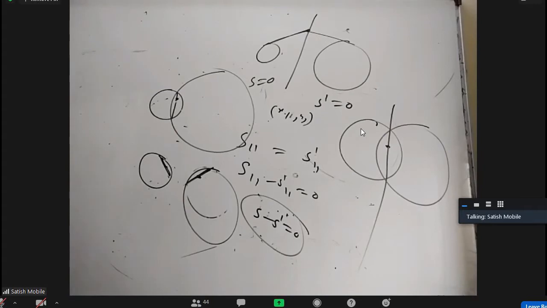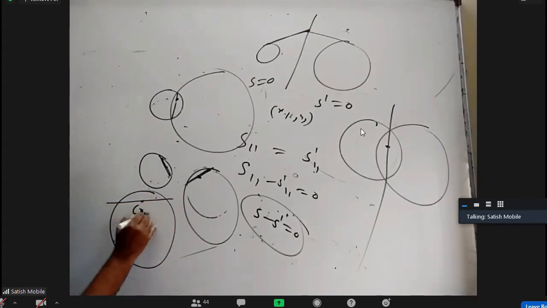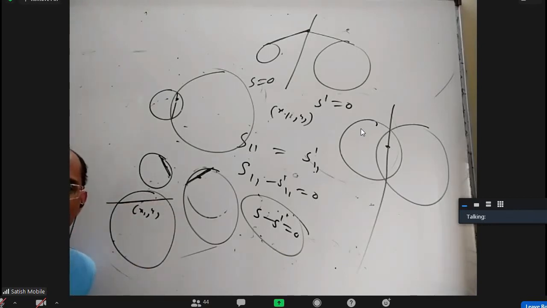Does anybody remember this formula? If a circle is there and there is a chord whose midpoint is x1, y1, what is the formula for the length of the chord? Anybody remembers? Sir, 2 into root over d square minus r square. Yeah. 2 into root over r square minus d square, not d square minus r square. Sorry.